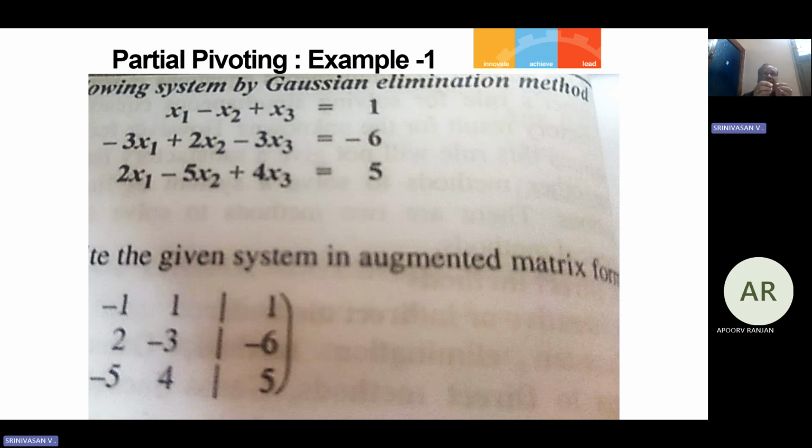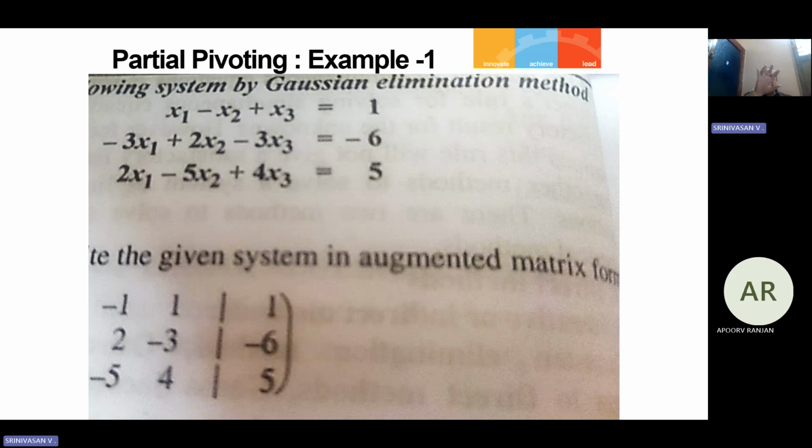But for the partial pivoting technique, if you are asked to solve the system of equations by Gaussian elimination, partial pivoting method, then you need to look for the largest element of the first column. If it is not readily available in the first column in the question itself, then you have to interchange the rows. Then you have to go about as before. Okay, right. Now you take the augmented matrix.